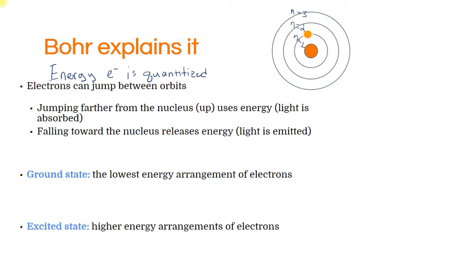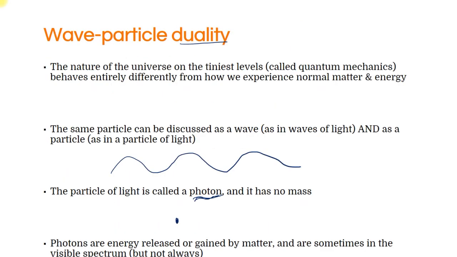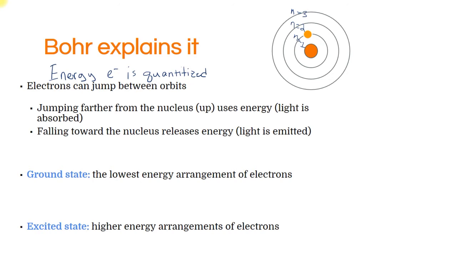Okay, so what's going to happen is we're in the ground state now, the lowest energy arrangement, because we're closest to the nucleus that that electron can be. And if a beam of light comes in and hits this electron, it's going to disappear from where it was and reappear at a higher energy level. We call that higher energy level, meaning farther from the nucleus, the excited state.